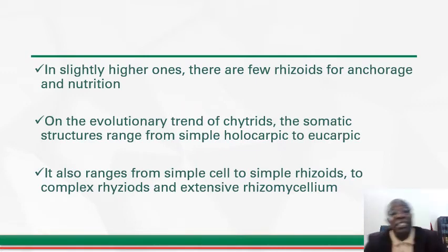In the higher members, there are a few rhizoids for anchorage, and the rhizoid is also for nutrition. So the rhizoid serves two purposes: it anchors the organism as well as absorbs nutrients for the organism. When we look at the evolutionary trend of chytrids, the somatic structure ranges from simple holocarpic to eucarpic, and from simple cell to simple rhizoid to complex rhizoid and the extensive rhizomycelium that are found in the chytrids.